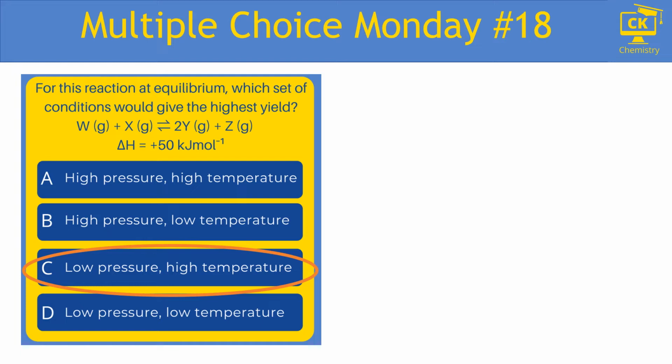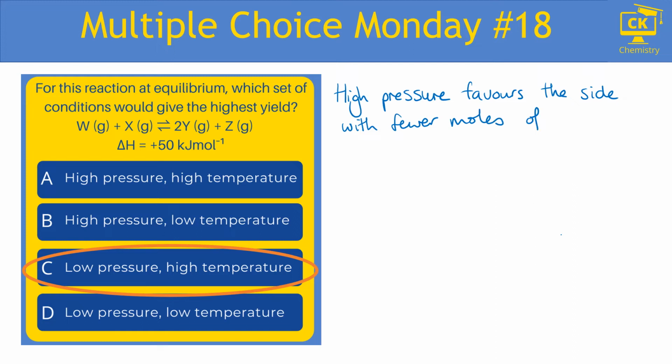So the first one is looking at the effect of pressure, and some little stock phrases that we can always use when explaining this would be that high pressure will favour the side with fewer moles of gas. Got some dodgy spelling there. And it's important that we put in the of gas part here.